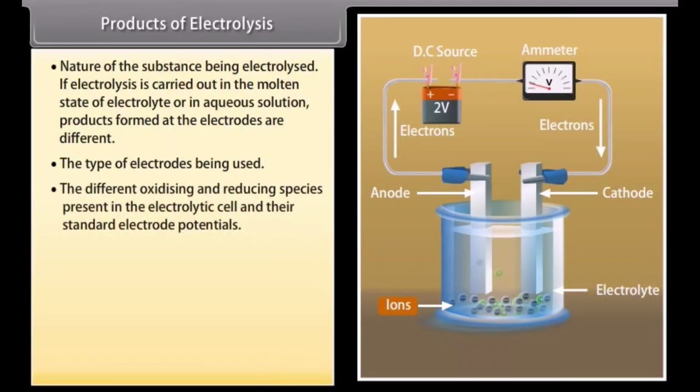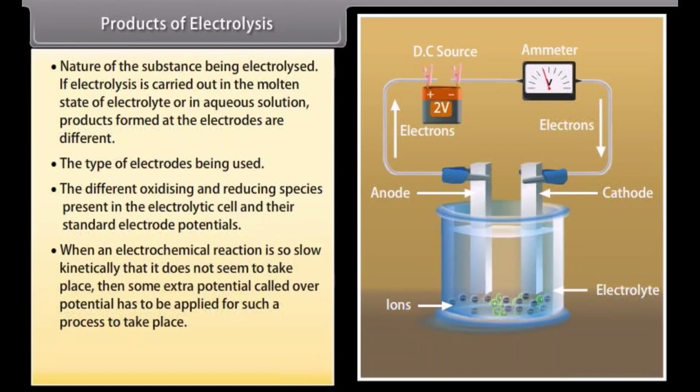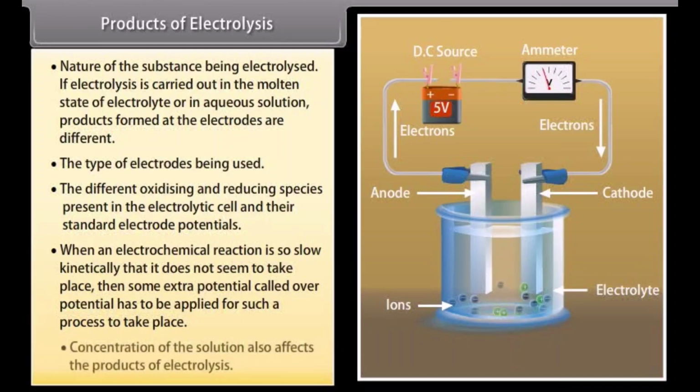The different oxidizing and reducing species present in the electrolytic cell and their standard electrode potentials. When an electrochemical reaction is so slow kinetically that it does not seem to take place, then some extra potential called overpotential has to be applied for such a process to take place. Concentration of the solution also affects the products of electrolysis.